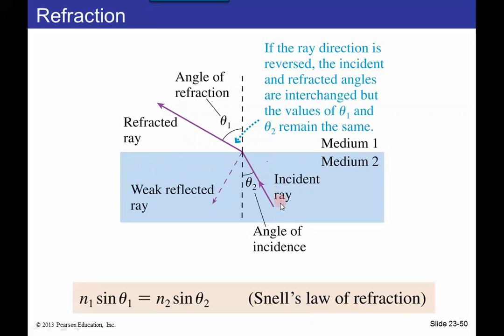So if the direction is reversed, the equation is still obeyed, but now the light is coming from medium 2 into medium 1, and theta 1 is now still greater than theta 2.